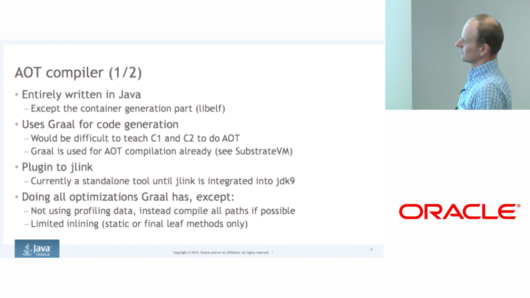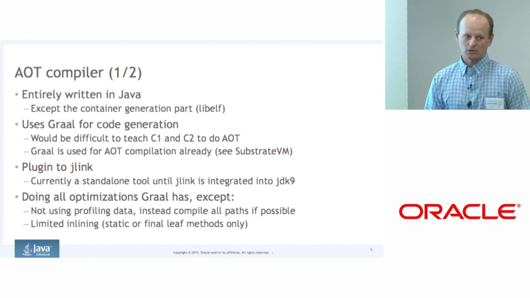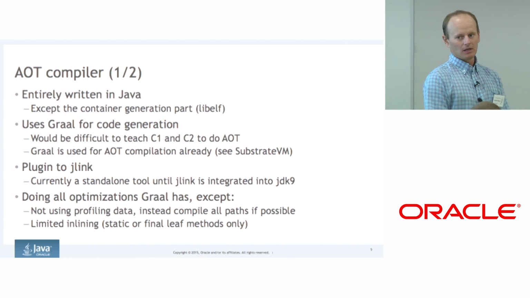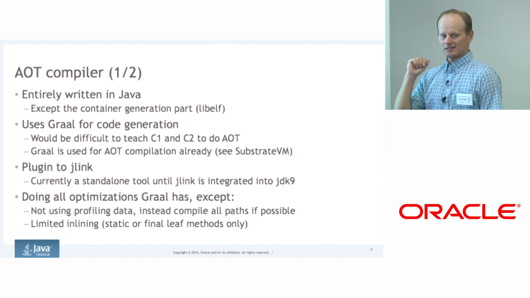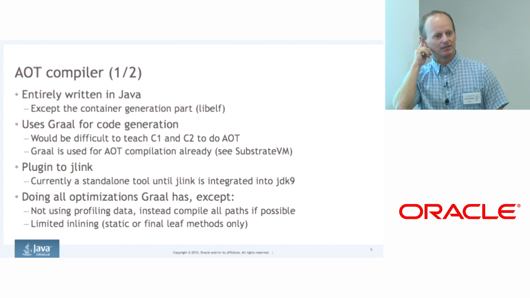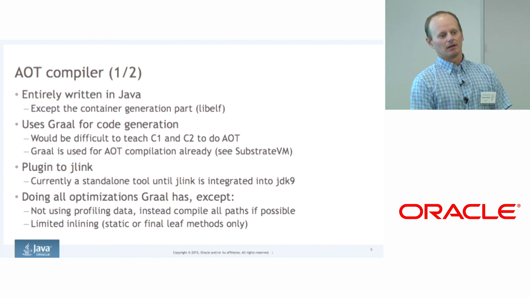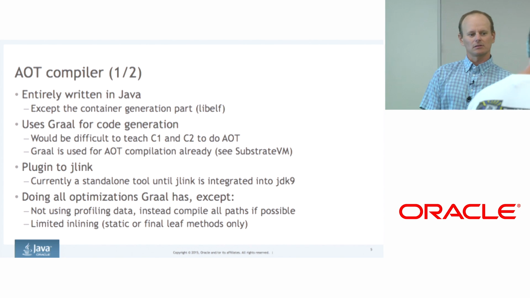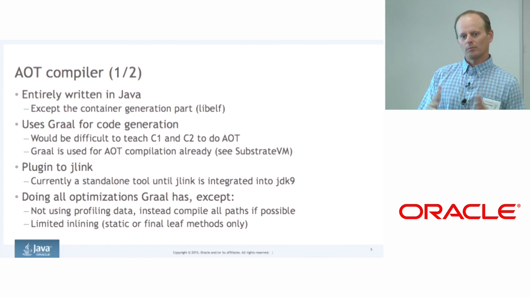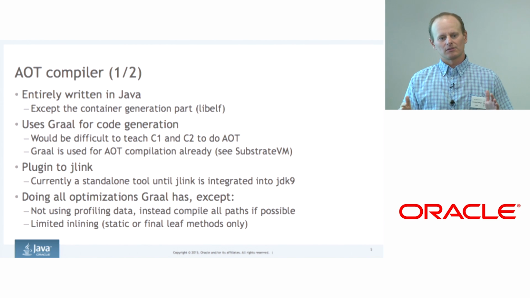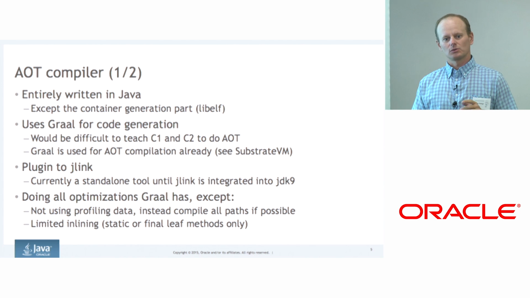And we're using Graal for the code generation. That has a couple of reasons. One reason is that our existing compilers are very JIT-centric. You could do it with C1, right? Because C1 is compiling the whole method, but it's doing a lot of code patching, so you would have to replace that with something else.